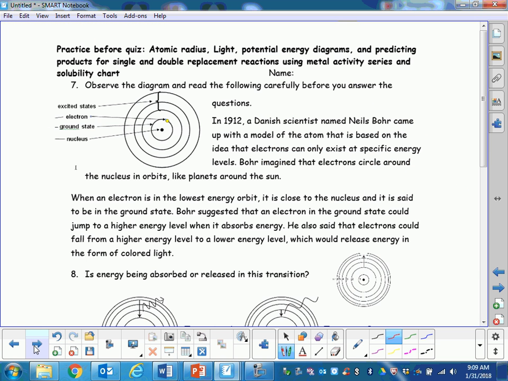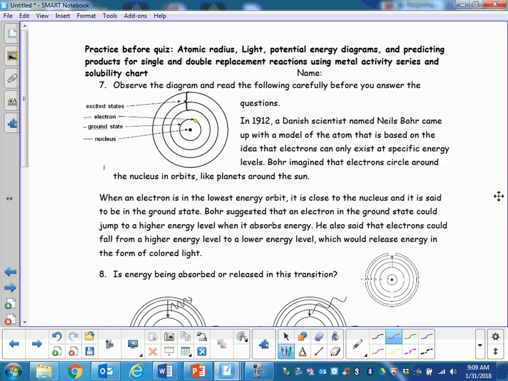Okay. Let's go to the other side. Now, this is the concept of how we see colored light. Is that right?